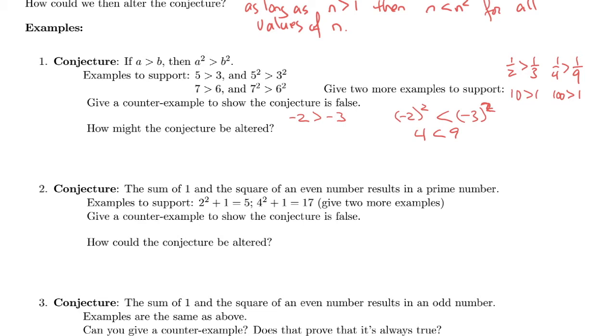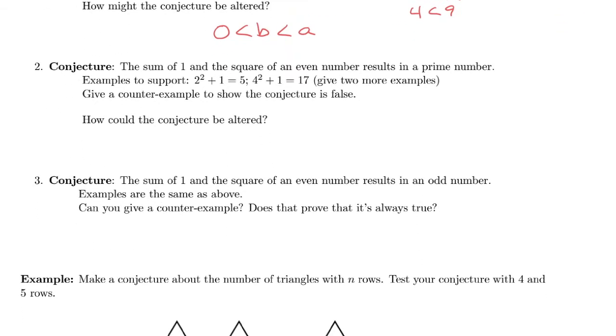Is there maybe some way that we could tweak the conjecture? And yes, we can do that, as long as, for example, 0 is the low one, and we let b and a both be greater than 0. We're going to deal with positive numbers. We're still going to let a be greater than b, though, just to be consistent with the initial conjecture up here. Let's take a look at another one.